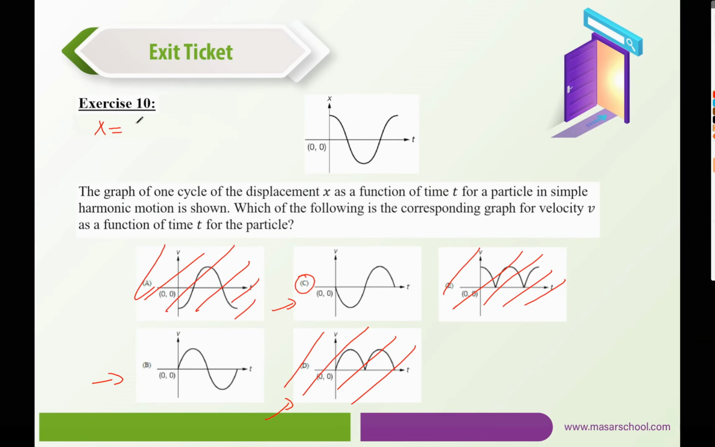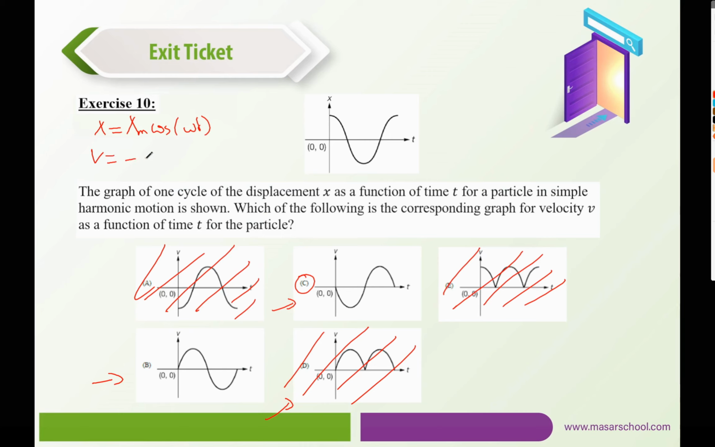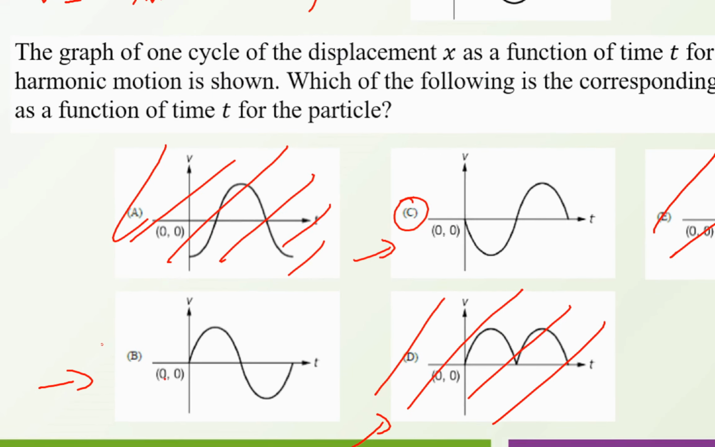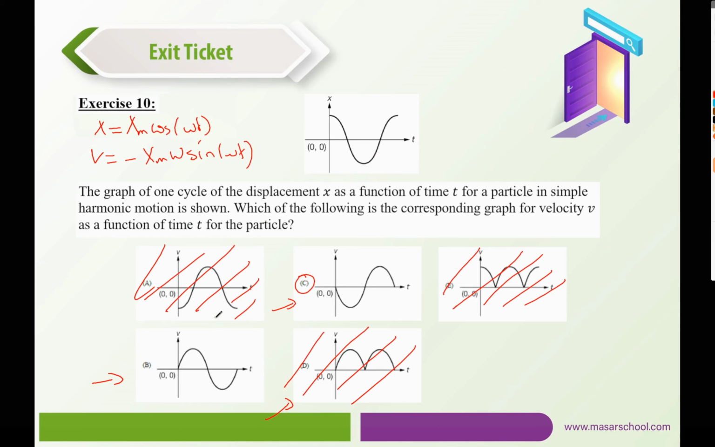Then we can write that x is given by the amplitude, which is xm cosine omega t. And here phi is 0 simply because we're starting like a cosine function. Now if you differentiate it, that would be minus xm omega sine omega t, which is an inverted sine function. This is a sine function, and that's an inverted sine function, which makes again C the correct answer.